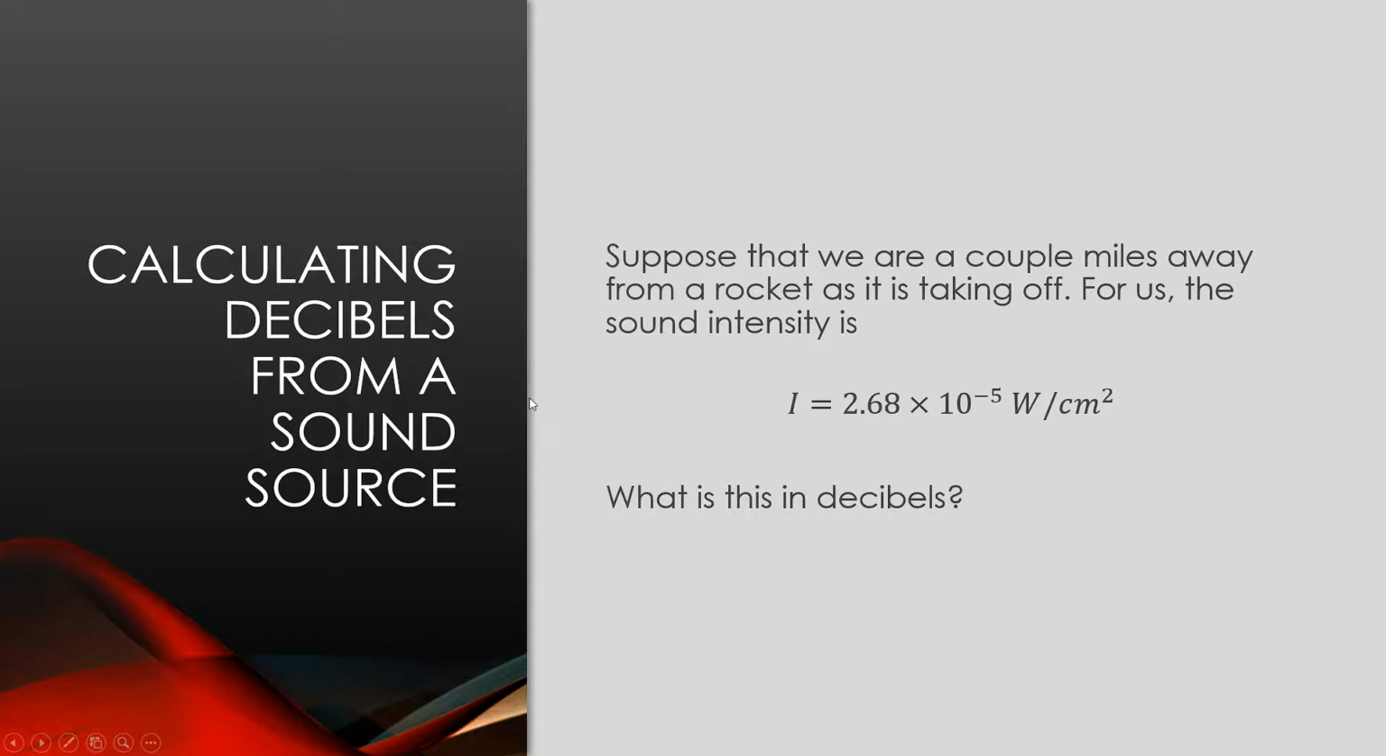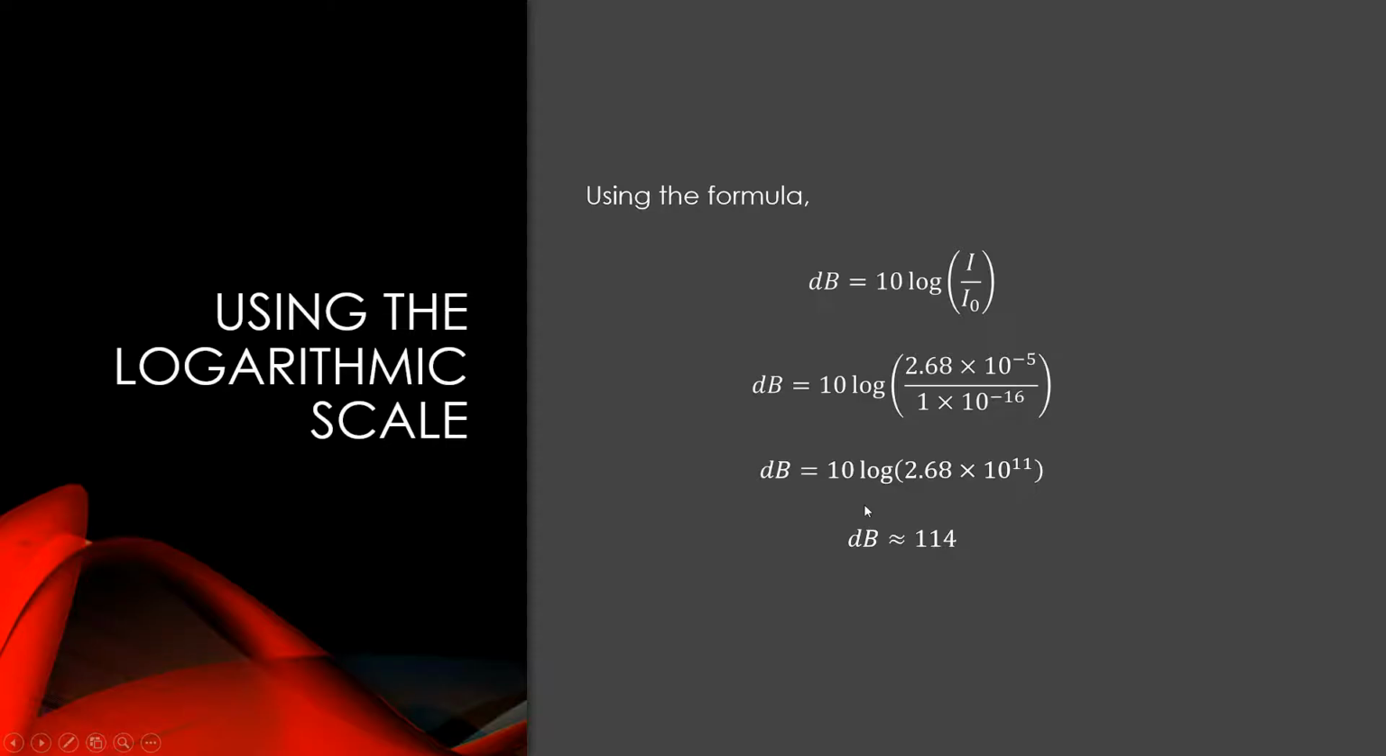For example, suppose we're watching a rocket take off, and we want to know how loud it is, in decibels specifically. I have some intensity here in watts per square centimeter, and I want to know what this is in decibels. So I take the formula, plug in my intensity value, and divide by the threshold, again in watts per square centimeter. You don't need a calculator for the division because you're dividing by 1 and then the exponents. But you run this through a calculator, you get 114 decibels, and you're done with the problem.